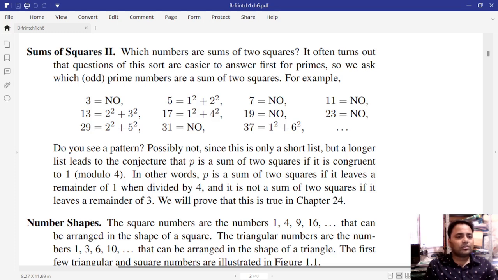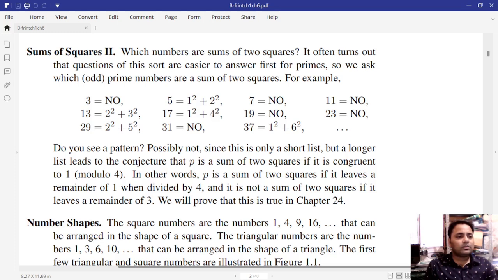Here we are going to discuss the important points of number theory, and in this lecture series we will try to understand the basics of number theory by using some examples and also by solving various problems at a very basic level. So now here you can see we are discussing the sum of squares and the number shapes.